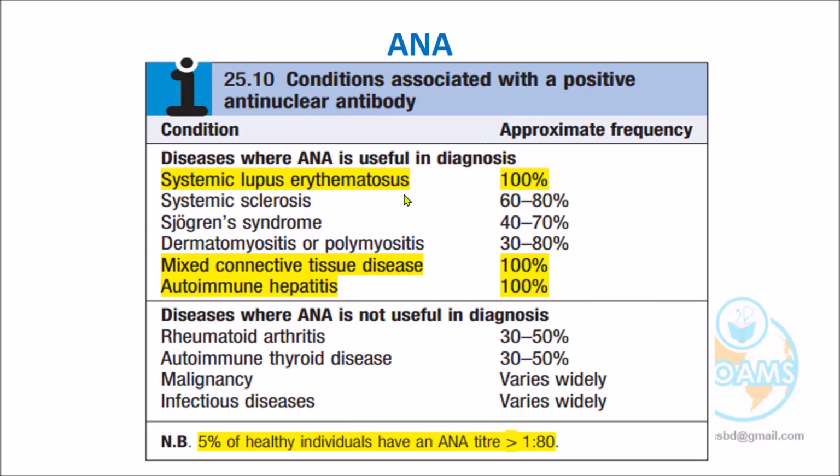So you can see that the anti-nuclear antibody will most likely be positive in SLE. But it will also be positive in around 80% of systemic sclerosis. So you cannot differentiate by ANA positivity whether this is SLE or systemic sclerosis. For that, we will go for other investigations which will be specific. So ANA is actually a sensitive test.